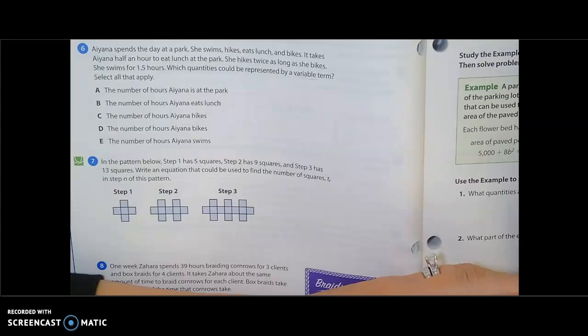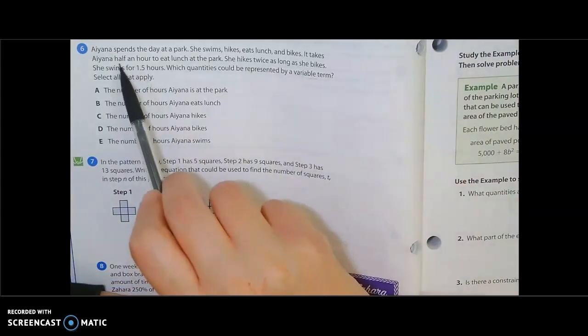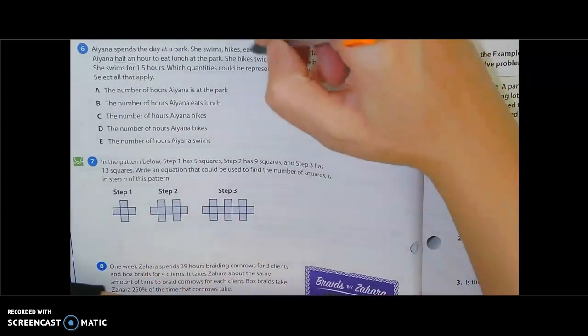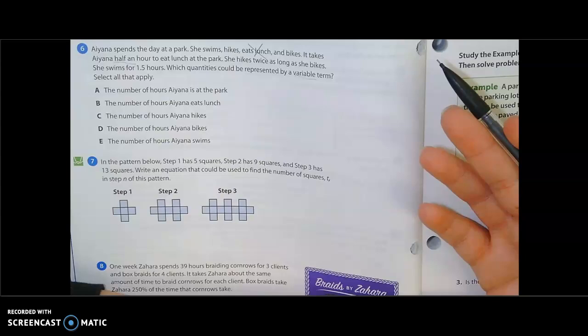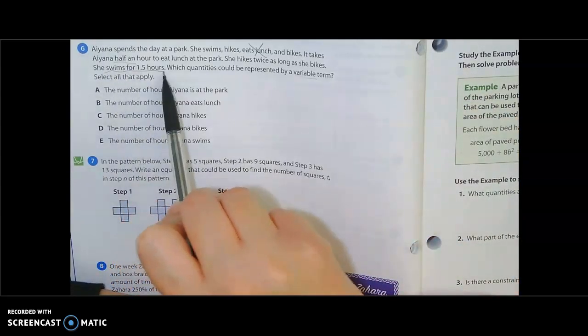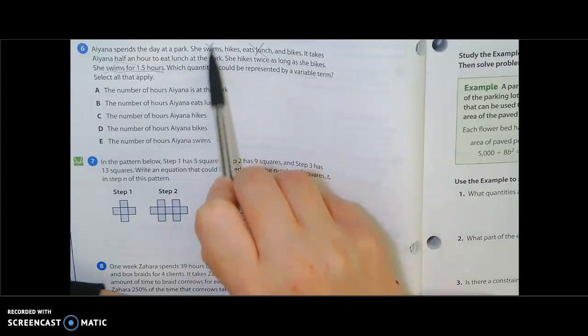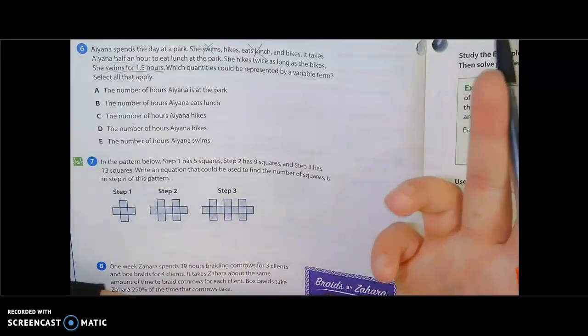So the way we talked about this in class, let's go ahead and take out the ones we know. So we know she takes half an hour to eat. So eat lunch is not a variable, right? And that she hikes twice as long as she bikes, but I don't know how long she bikes, so I don't know how long she hiked. She swims for 1.5 hours, right? So swimming is off the variable list, and that's what we know.